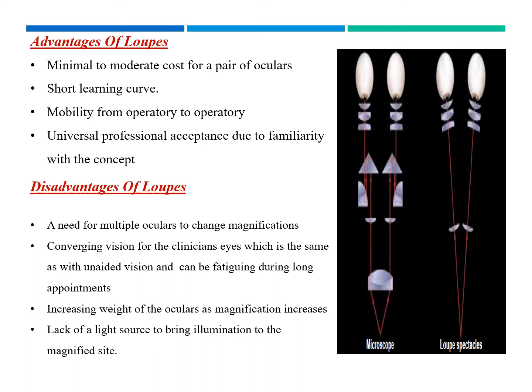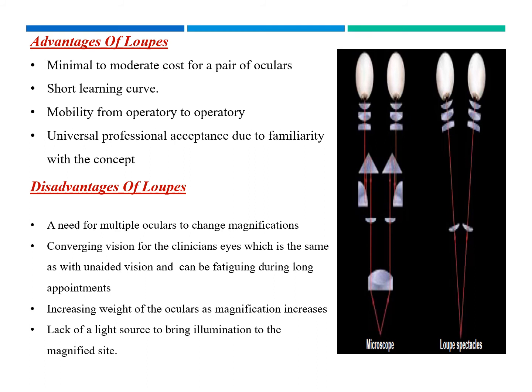The disadvantages of loupes are the need for multiple oculars to change the magnification. The magnification is fixed. If it's 3.5x, it's only 3.5x. Whereas in the case of a microscope, you can always change the magnification to a higher grade.